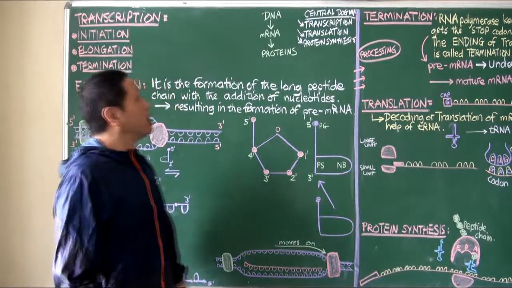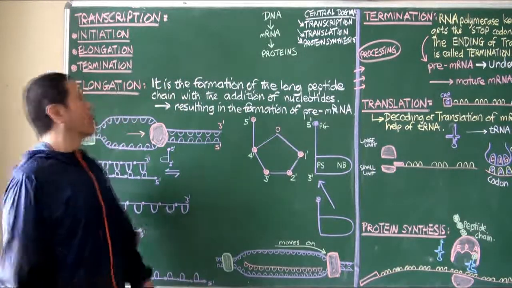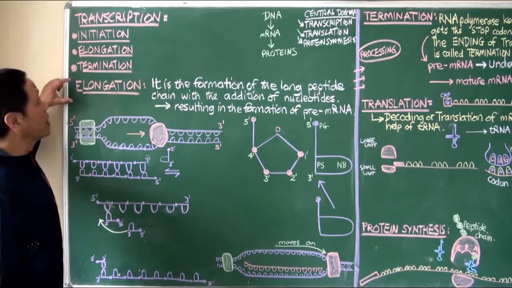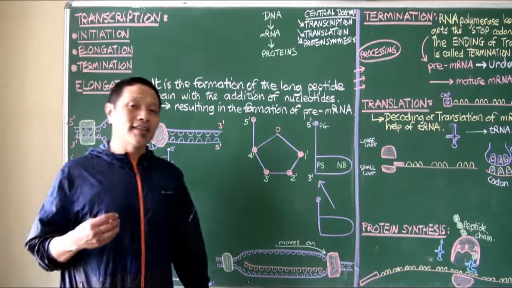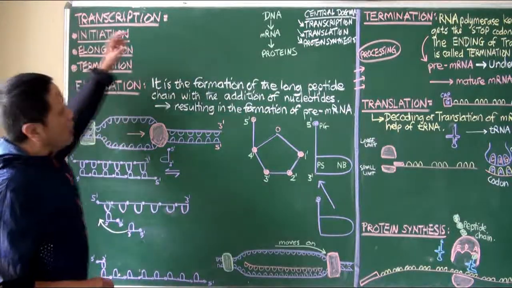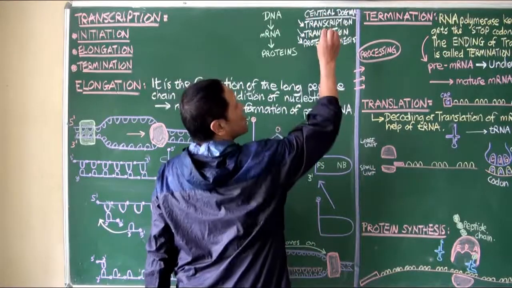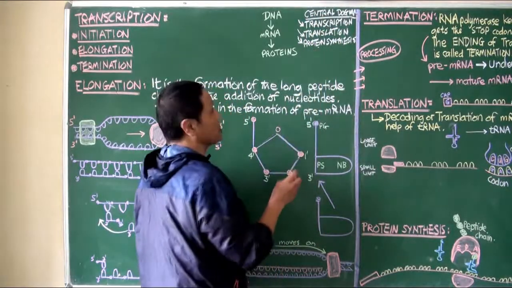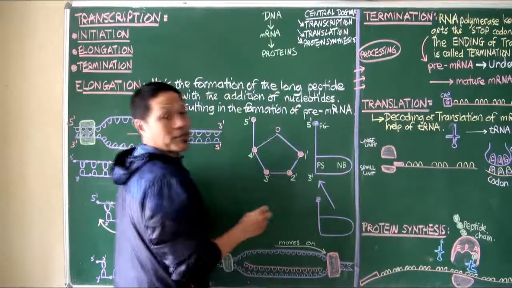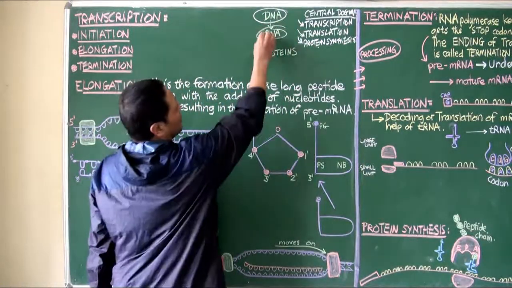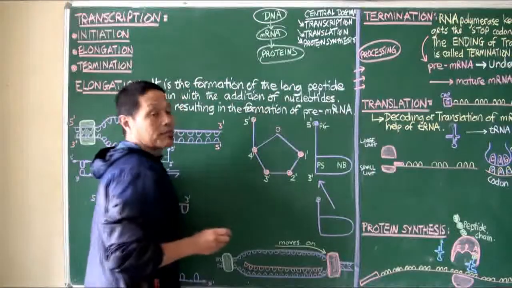Well, boys, this is central dogma again. We will be discussing elongation. But before that, let's just do a little recap. Central dogma comprises transcription, translation and protein synthesis. This is the flow of information: from DNA, mRNA is produced, and from mRNA, proteins are produced.